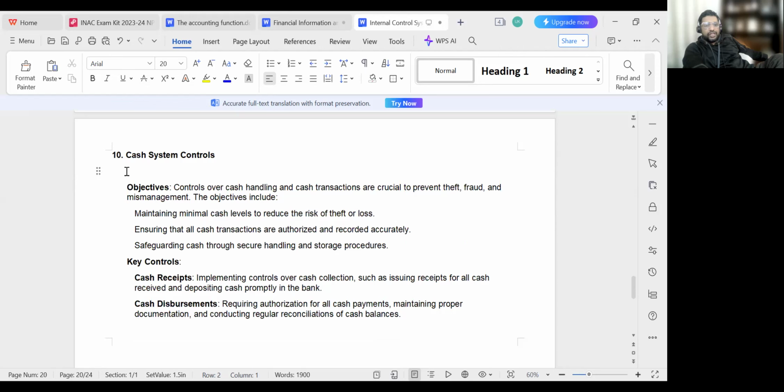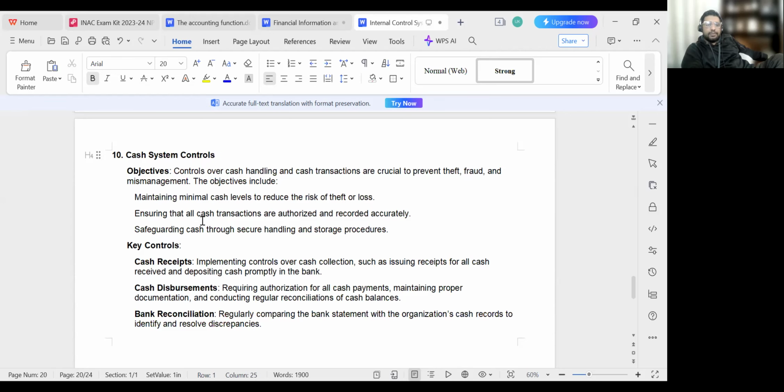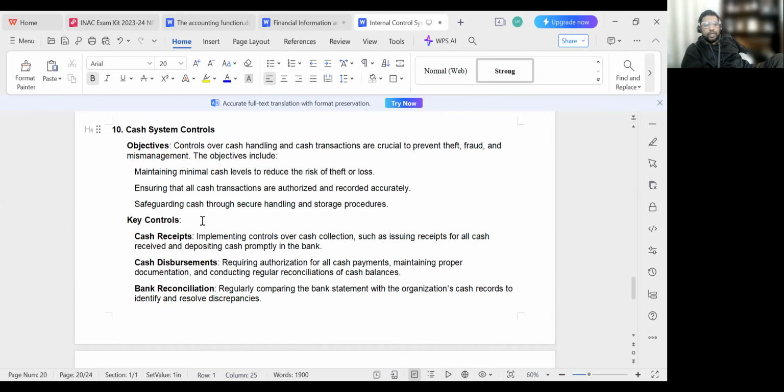Okay, then we have cash systems. So cash systems controls, you know, you are receiving the cash from customers, you're making the payments to your suppliers, and you're making the payment for the expenses as well. So whenever you hear the word cash, cash is the easiest thing to do fraud. So it can easily be misappropriated. So the control system for the cash should be very strong.